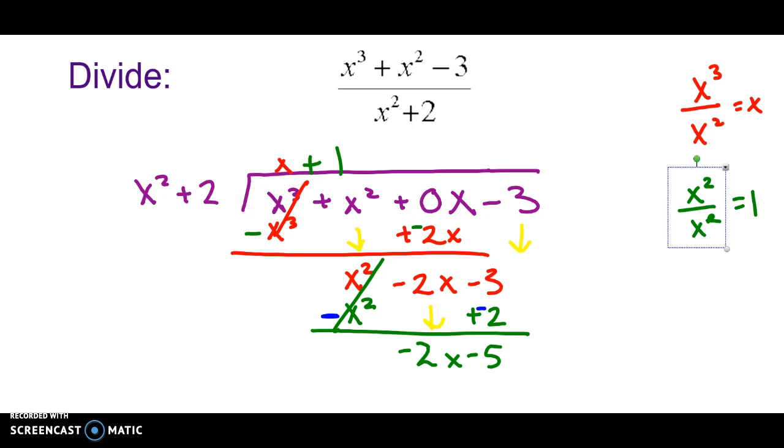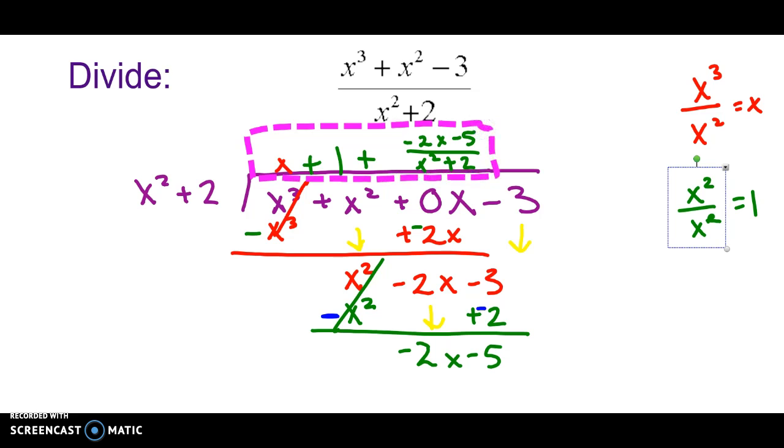And now we're left with a remainder here. So for my final answer, this is my remainder. How do I know? Because this degree is less than the degree of my divisor, so I can't divide it into anymore. So I'm going to have plus negative 2x minus 5 over my original divisor, which was x squared plus 2. So this is my final answer.